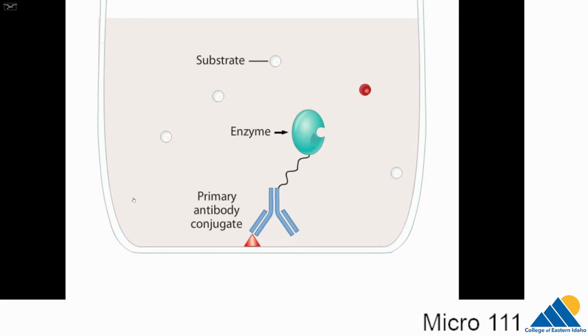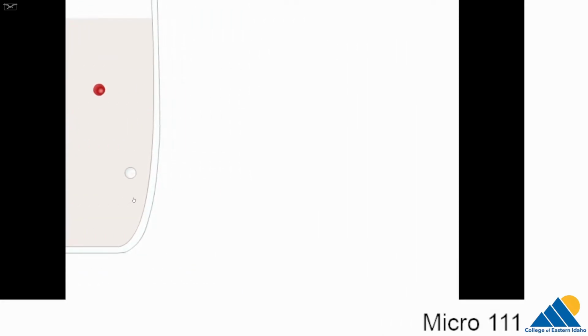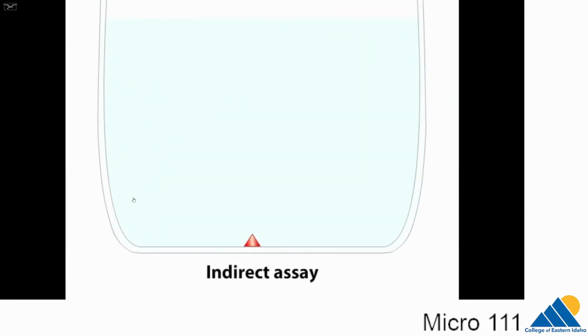This example shows the direct form of the immunoassay procedure, in which the tester antibody is directly binding to antigens from a sample. In another form, called an indirect assay, serum antibodies are removed from a patient with an infection, and these antibodies are tested.